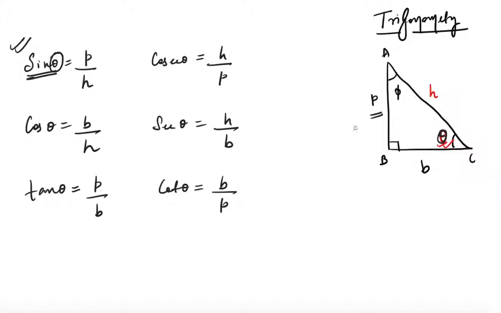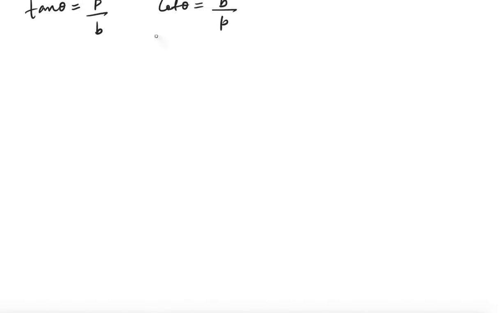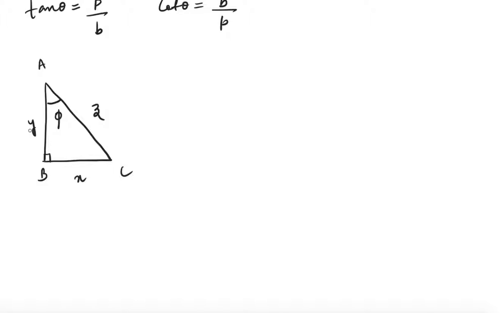Now, let us write all these 6 trigonometric ratios with respect to this angle phi. Okay? What I want to say is that let us consider a triangle, same right angle triangle, say A, B, C. This is right angled at B. Say this is X, this is Y, this is Z. Okay. Now say this is my angle phi. Now I want to write all the 6 trigonometric ratios with respect to this angle.